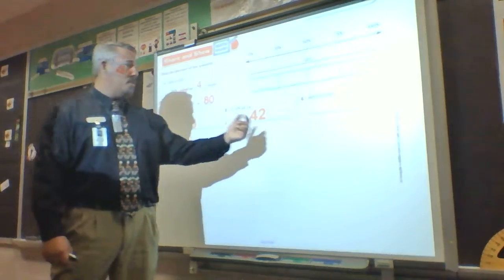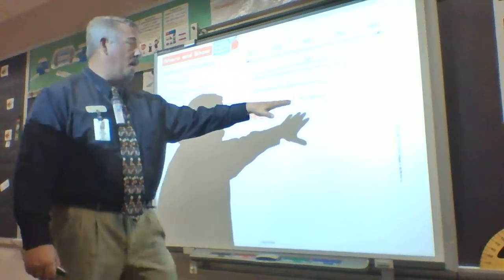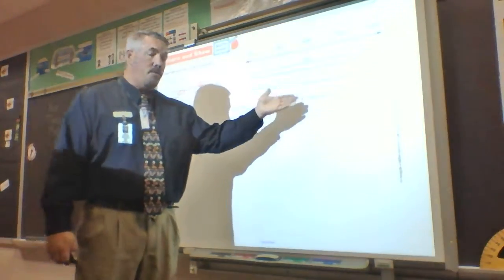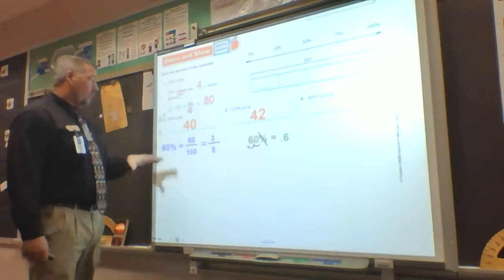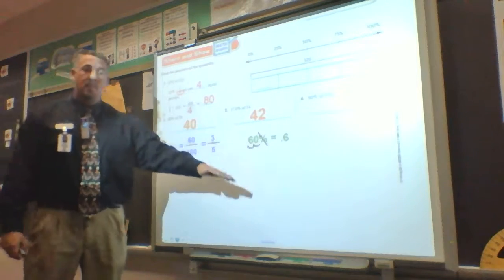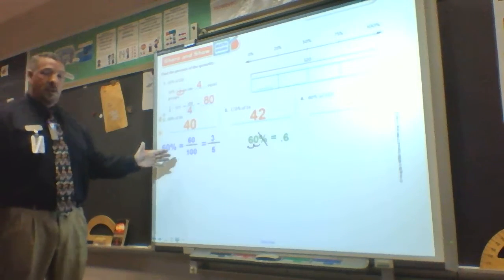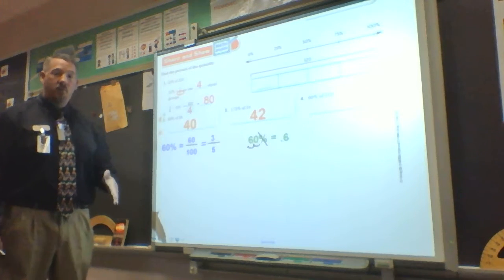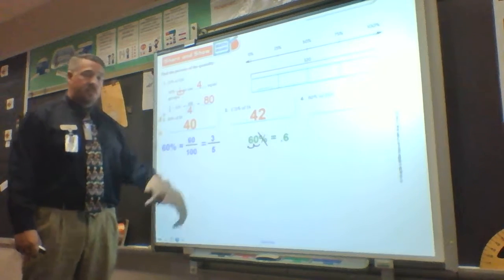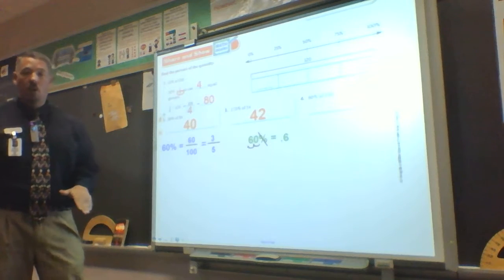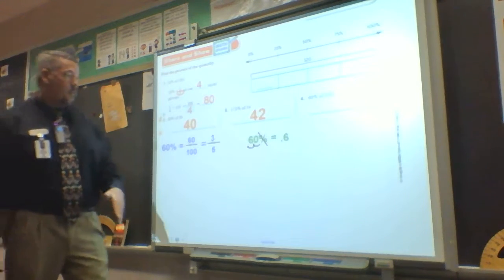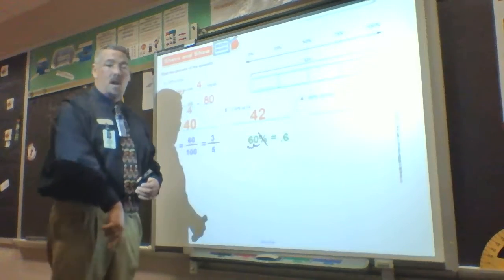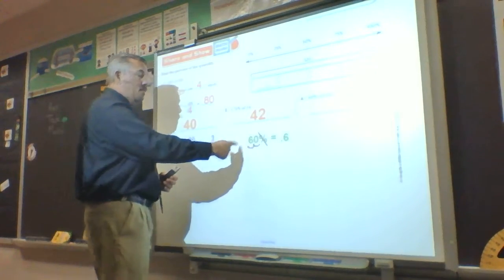My last one out of this set shows me that I'm asking about 60% of 210. So I have to use my 60. When I look at it as a fraction and as a decimal, I put 60% as 60 over 100, I reduce by 20, and 20 goes into 60 3 times, 20 goes into 100 5 times. When I make it into a decimal, I simply drop the percent sign and move the decimal from right to left 2 times.